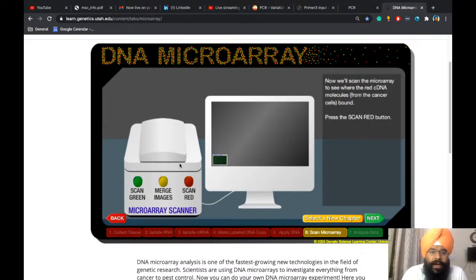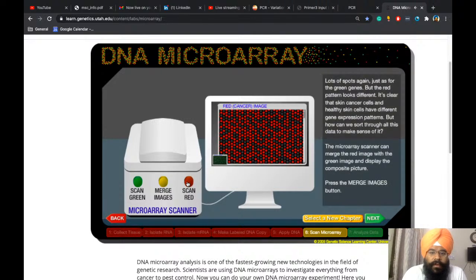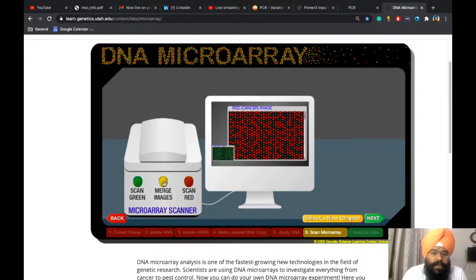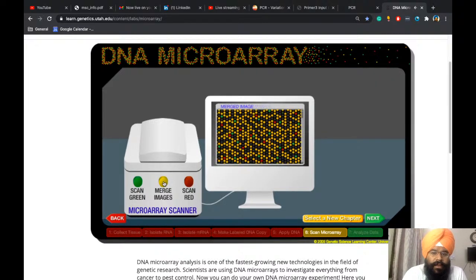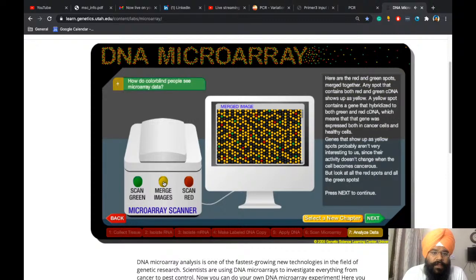Now we will scan the red part. All the red spots have been transcribed in the cancerous cells. Now we will merge them together, red and green, and we will see a lot of yellow parts there. Any spots that contain both red and green complementary DNA show up as yellow.